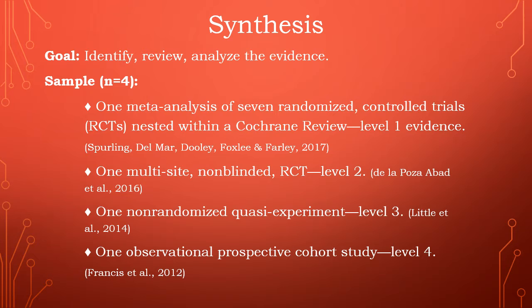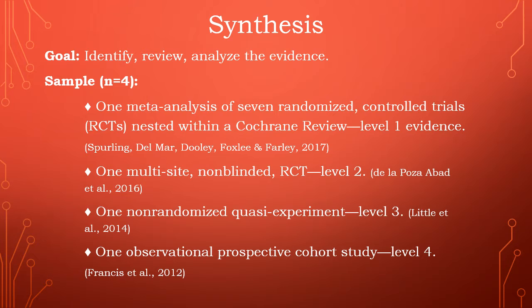One was a meta-analysis, which was nested within a Cochrane review. This represents level 1 evidence pertaining to quantitative research studies. A second study was a multi-site, non-blinded, randomized controlled trial constituting level 2 evidence. A third was a non-randomized quasi-experiment, level 3 evidence. And finally, there was one observational prospective cohort study representing level 4 evidence.